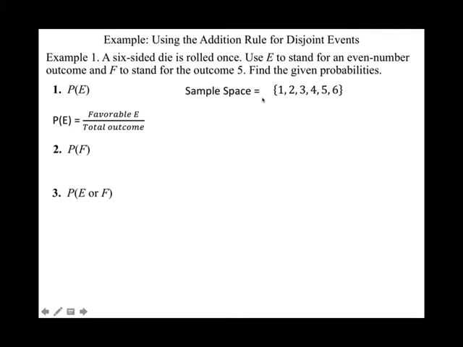So look at the sample space. Which one is gonna be your even number? I will have a 2, 4, and 6, right? These three numbers will be the even number. So favorable E, that'll be 1, 2, 3. We have 3 even numbers here out of the 6 total outcomes. And that will be 0.5.